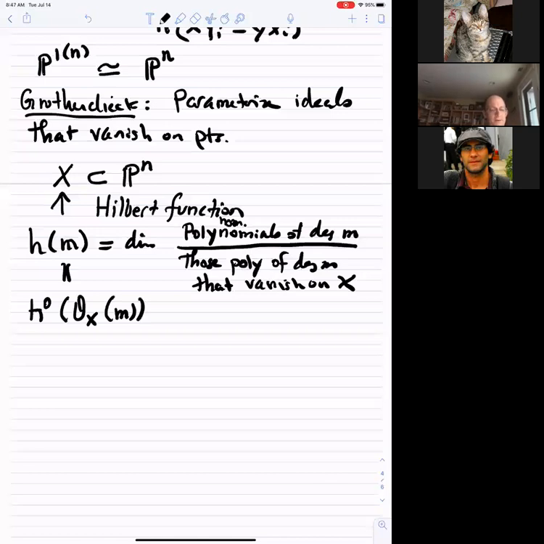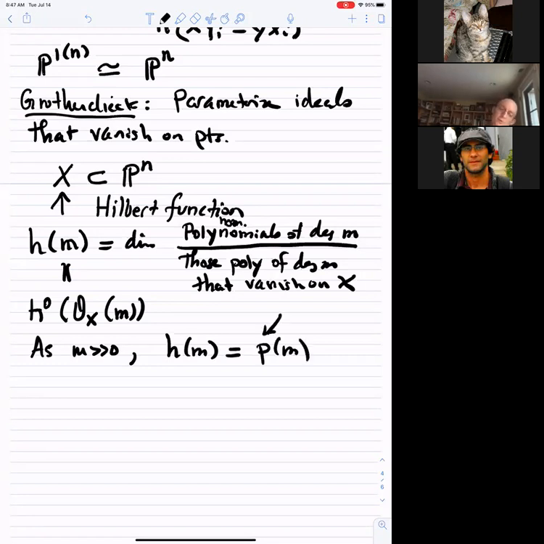But it's a theorem going back to Hilbert that this becomes a polynomial. Initially, this might not be a polynomial, but as m becomes sufficiently large, this function H(m) becomes the same as a polynomial, and this is called the Hilbert polynomial.